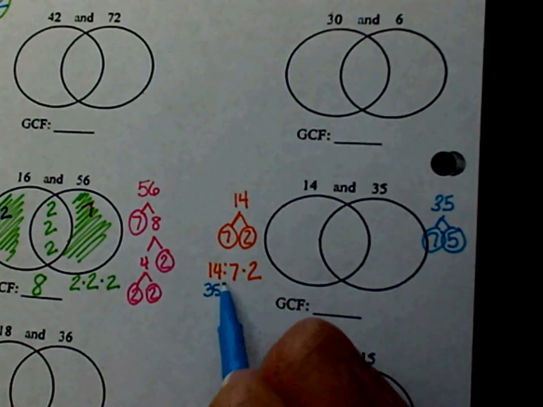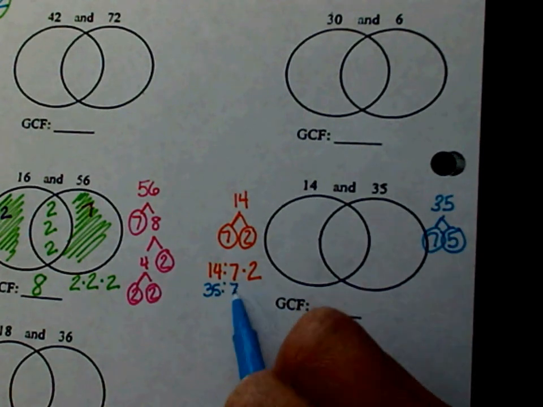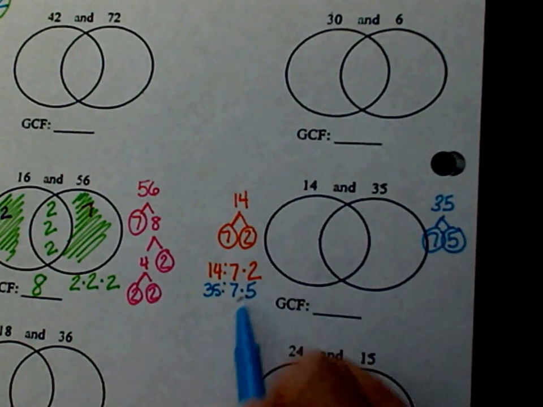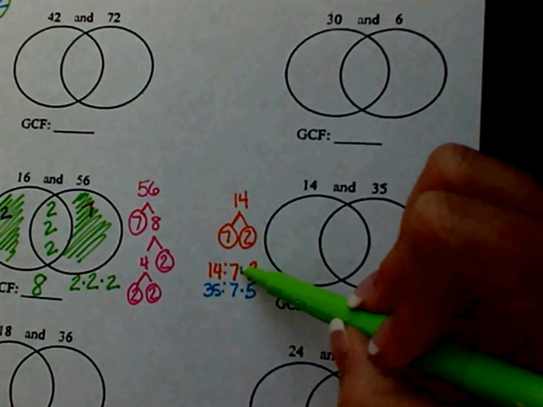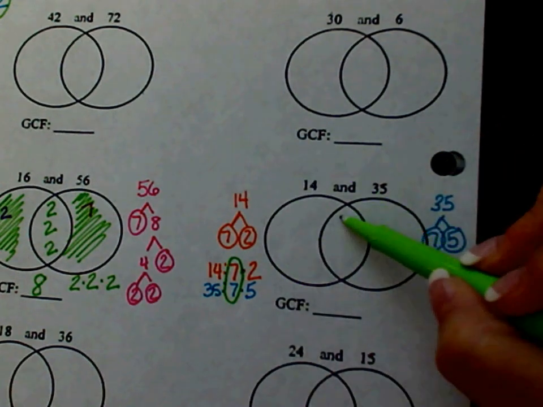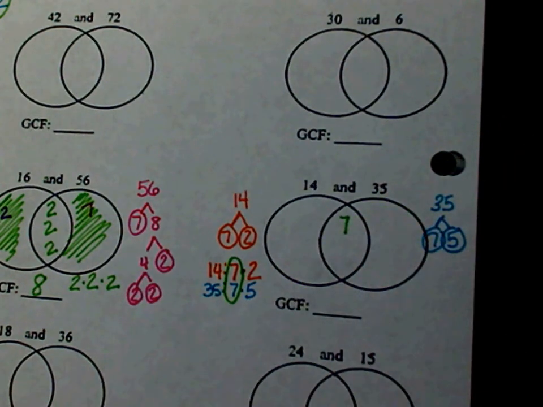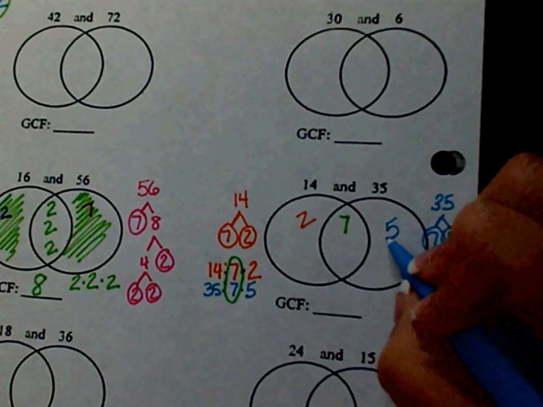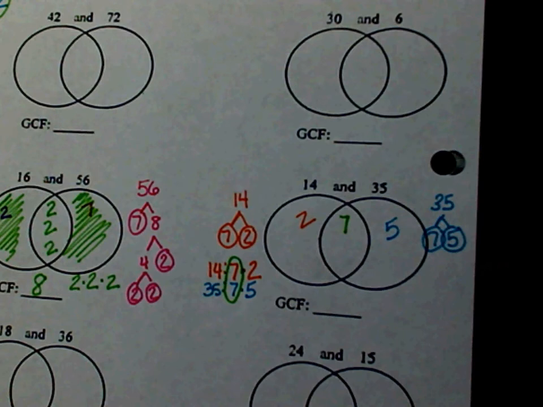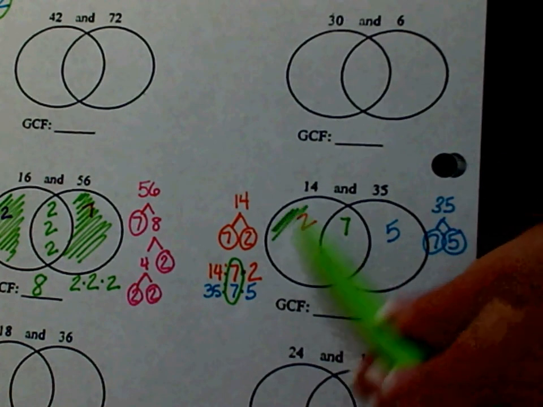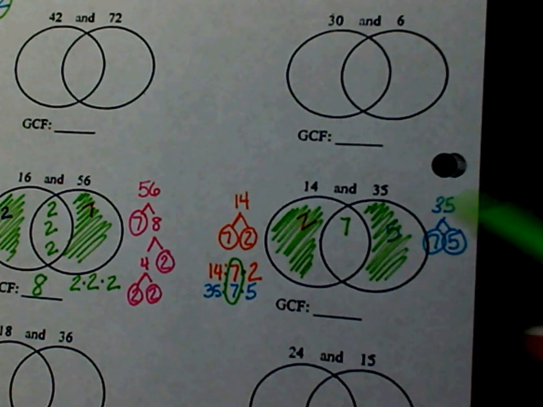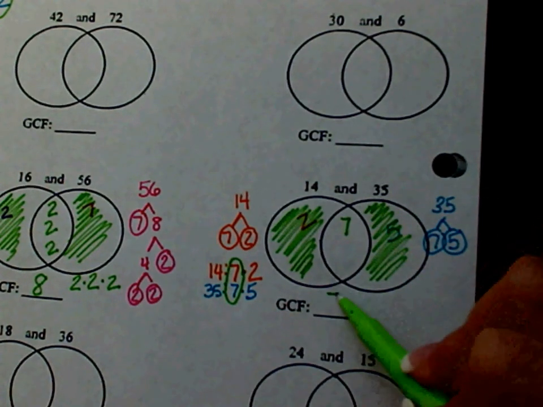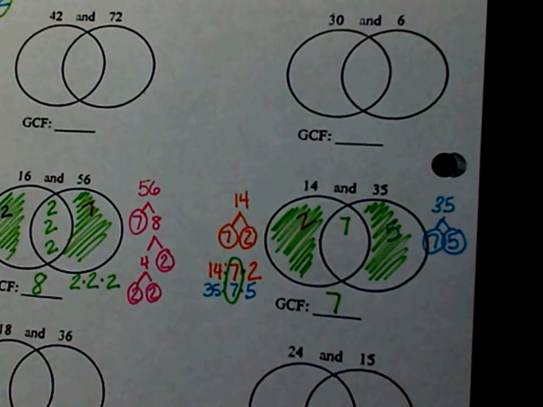I'm going to write it underneath the 14 so I can pair up. Factorization sentence is 7 times 5. Now I need to look for pairs. I see a pair of 7's, so I'm going to write it in the middle. The 14 has a 2 left over. The 35 has a 5 left over. But again, for GCF, I'm just going to focus on the common factors, which are in the middle. So I know that I don't even have to multiply this. The GCF of 14 and 35 is 7.